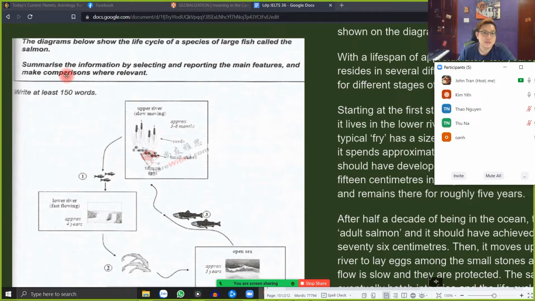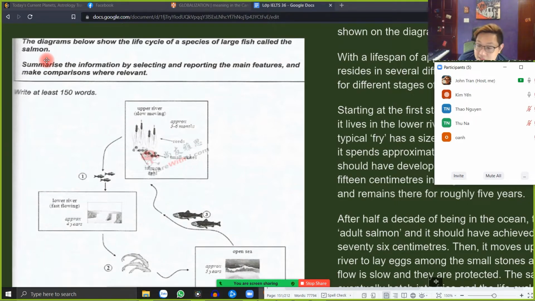What is this one? The diagram below shows the life cycle of a species of a large fish called the salmon. Cái đồ thị, cái hình vẽ bên dưới nó chỉ được cái vòng đời của một cái giống loài cá rất là to, được gọi là con cá hồi, salmon.